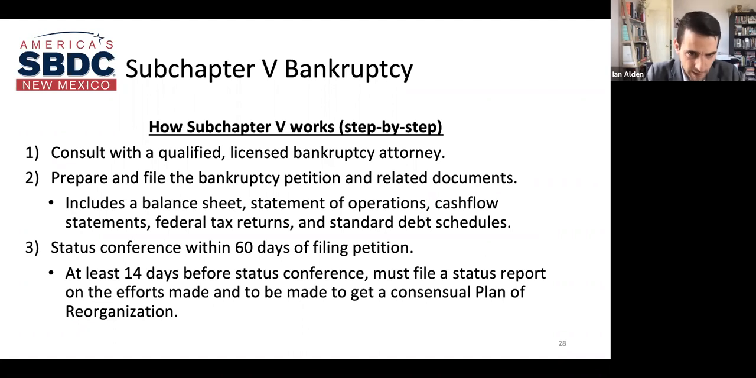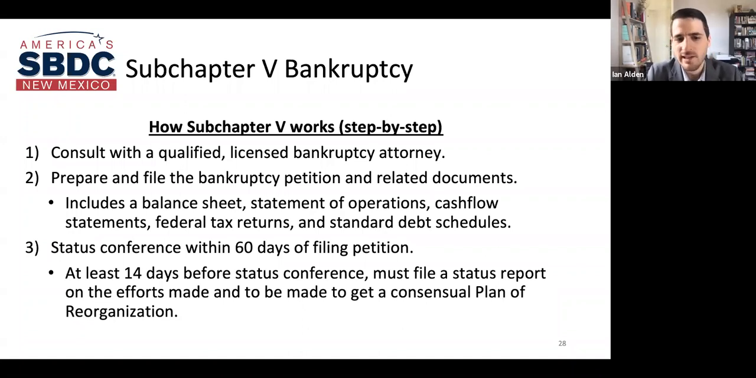You move on to preparing the petition and the related documents. There's a number of documents you have to file with the petition: balance sheet, statement of operations, cash flow statements, tax returns, debt schedules, etc. The basic stuff that's going to be needed to evaluate your business and its debt issues and its potential for future solvency. Within 60 days of filing your petition, there's going to be a status conference.